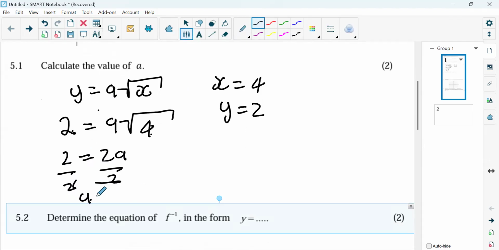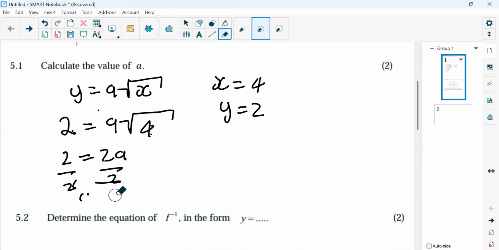Therefore, it means our f of x is equal to root x. This is just us being fancy. They didn't ask us this. So we just tell them, therefore, f of x is equal to root x.